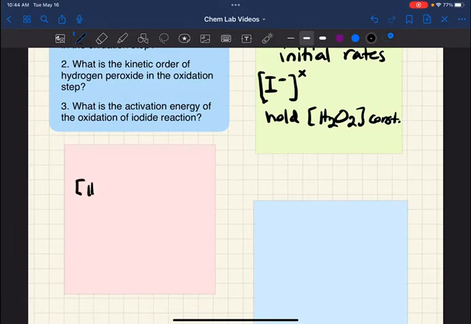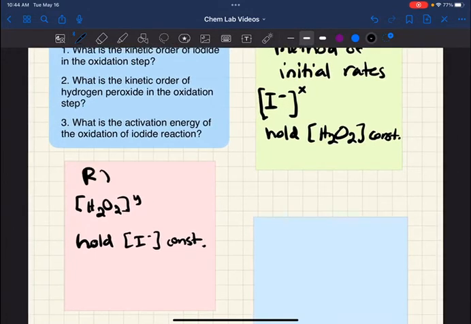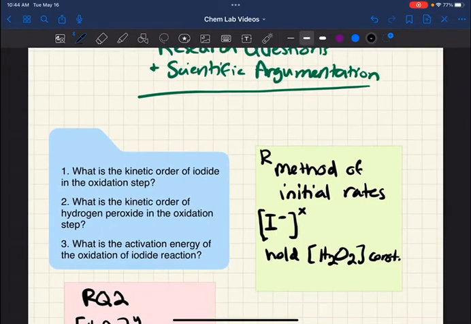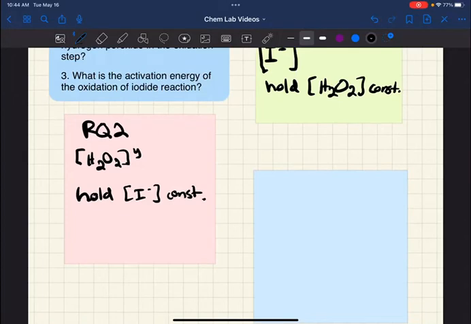And then we also have the alternative. So in this case, we want to know H2O2, and we'll let its exponent be Y. And for this one, we'll hold I minus constant. All right. And so that's for research question 2. I should make a note of that. This is RQ1.